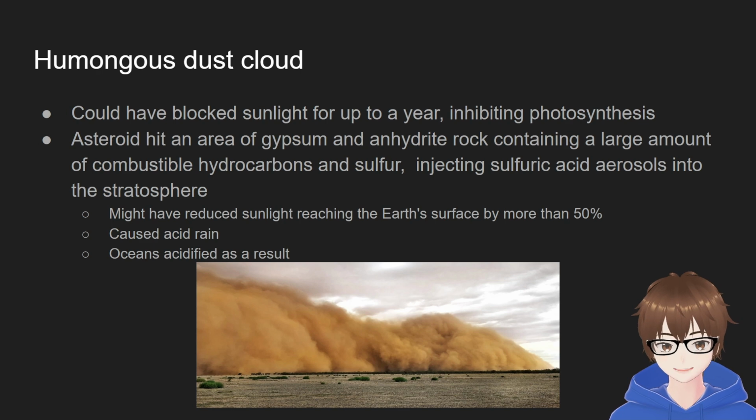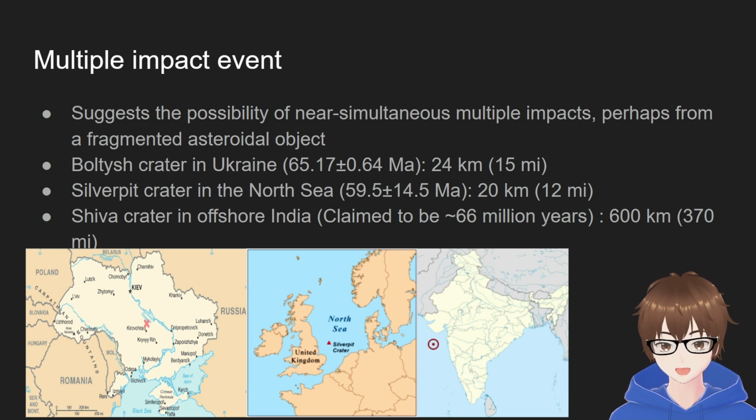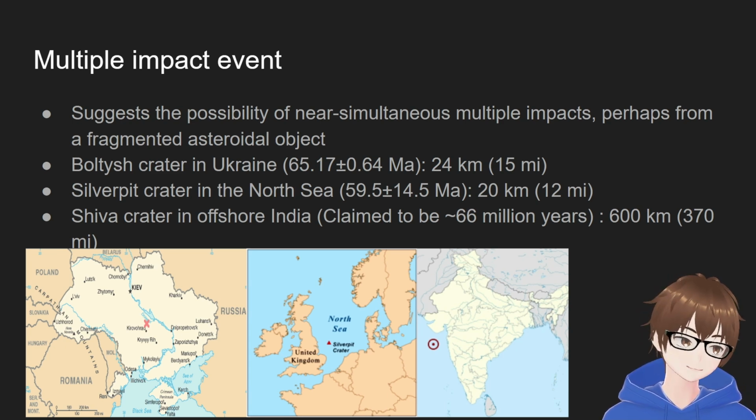And then I have a picture of a big dust cloud, I think from Africa. There are also possibly multiple impact events. Chicxulub might not have been the only crater in Mexico or the Yucatan Peninsula. There might have been multiple of these, and there are three other ones that I want to highlight. This suggests possibly near-simultaneous multiple impacts, perhaps from a fragmented asteroidal object. There might have been a bigger asteroid that fragmented into smaller pieces, and all of these are pieces of the same asteroid. But we don't know for sure.